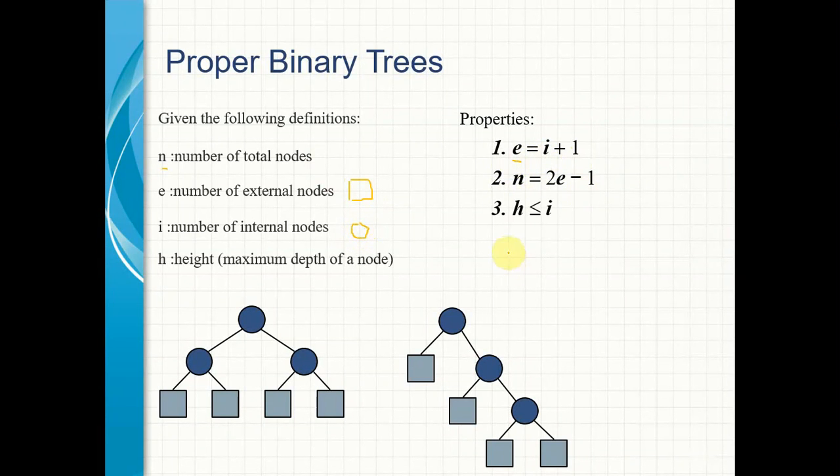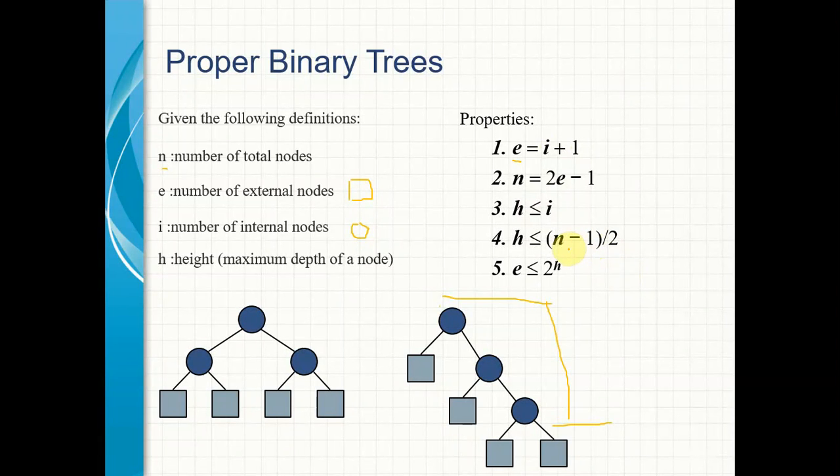Also, you can see that the height must be less than or equal to I, because that is the highest arrangement with the internal nodes going layer to layer. So the height must be less than or equal to I. And by calculation, you can just do the substitution: h must be less than or equal to (n minus 1) over 2.